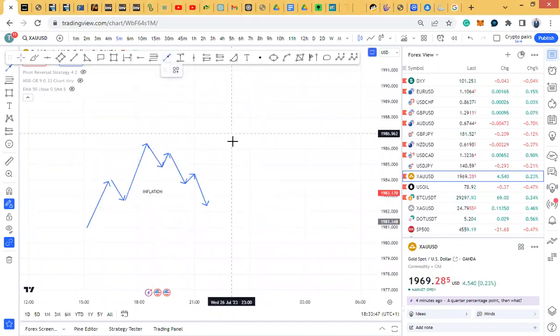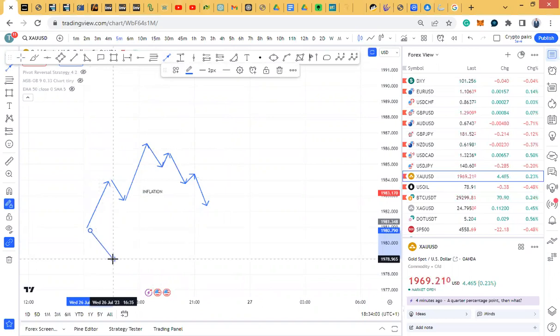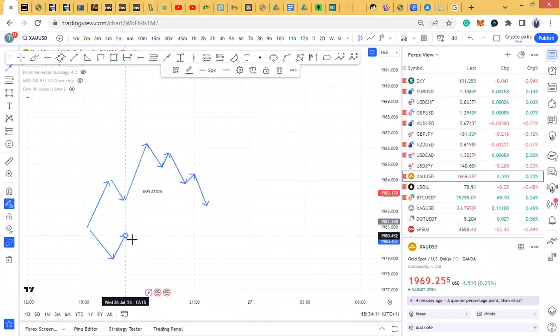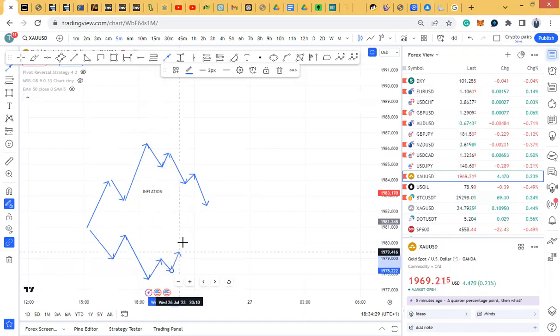Offering what they call interest rate. So when inflation is going up, interest rate is going down. When inflation is going down, interest rate is going up. And vice versa. So this has to do with the correlation of interest rate and inflation.